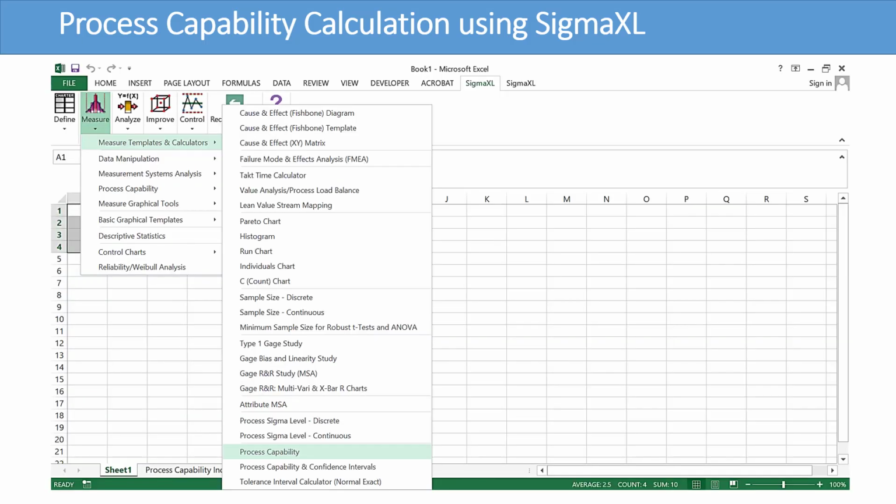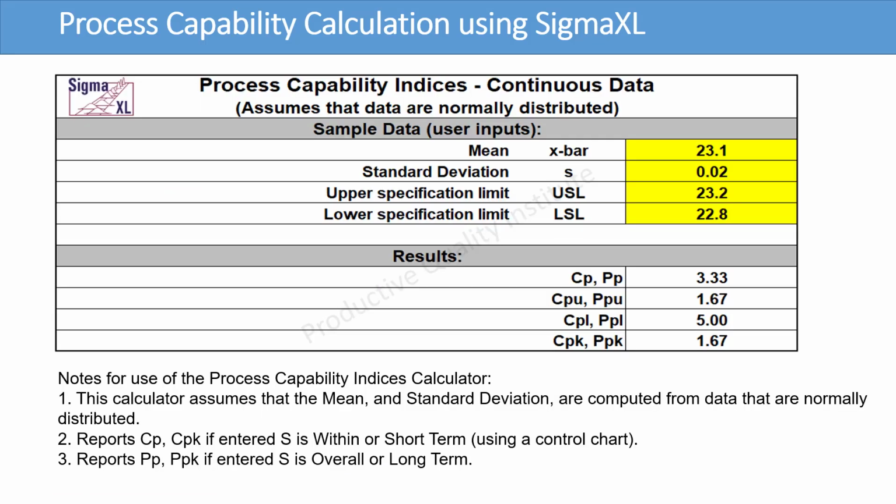Or, to access the process capability template, click SigmaXL, then Measure Templates and Calculators, then click Process Capability. The template gives the following example. Notes for use of the Process Capability Indices calculator.